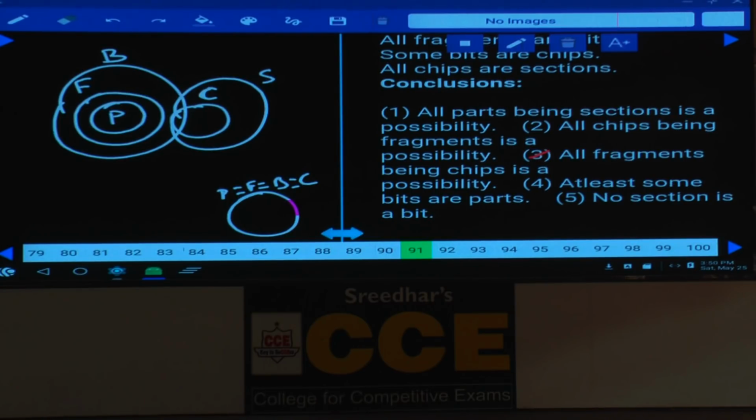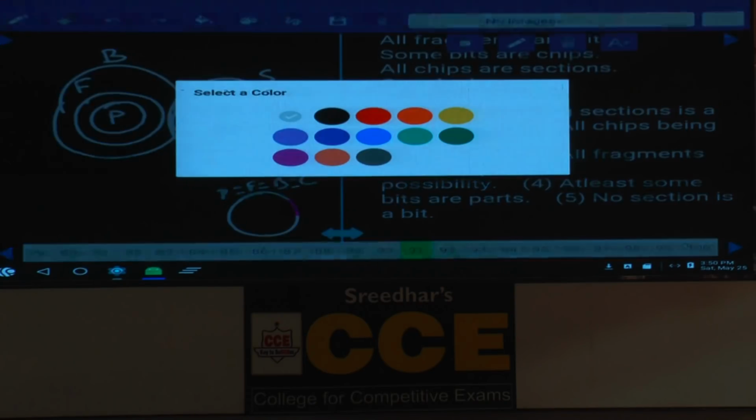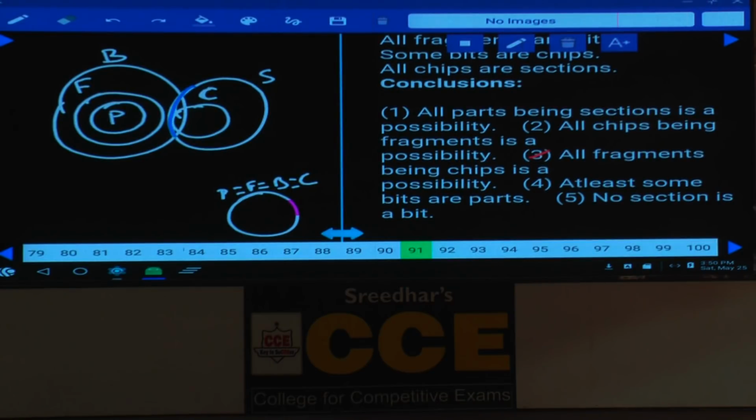Finally, no section is a bit. Will no section is a bit be true? False. Because this is the intersection of these two, section and bit, and some sections are bits is true. Hence no section is a bit will be false. It is 100% false. Then what is your answer here? Choice 5. 91, choice 5 is the answer.